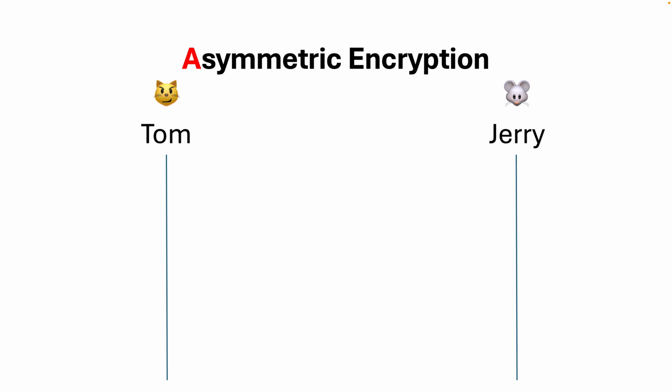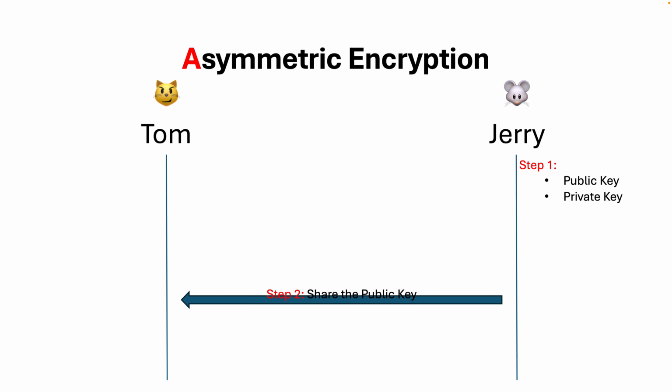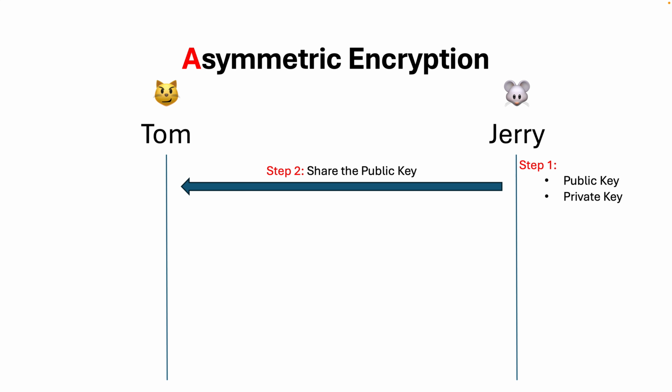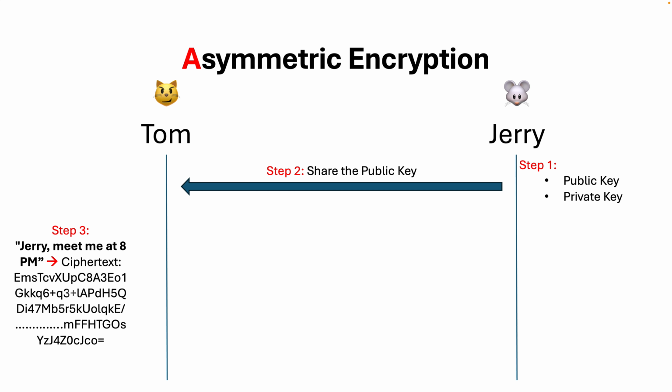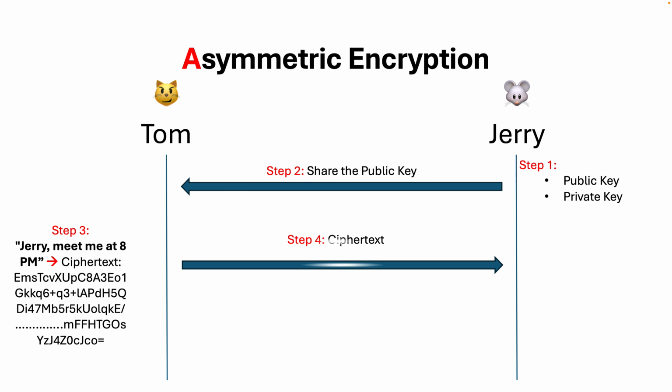Step 1. Jerry first needs to create a key pair, one public, one private. Step 2. He shares this public key with Tom, and this public key is safe to share with anyone. Step 3. Tom takes Jerry's public key and uses it to encrypt the message. Step 4. Tom sends this encrypted message to Jerry. Step 5. Jerry uses his private key to decrypt it.